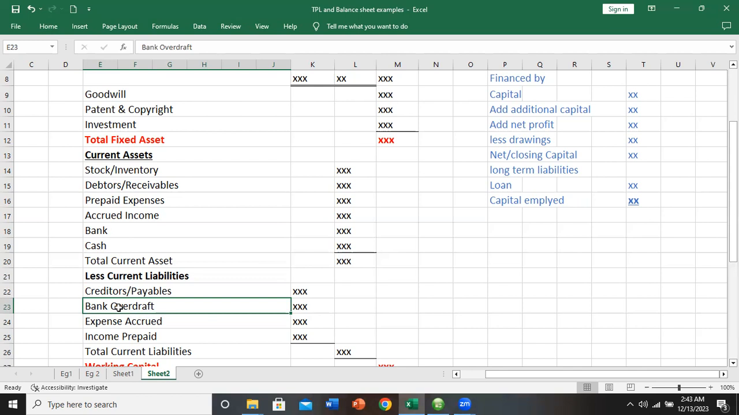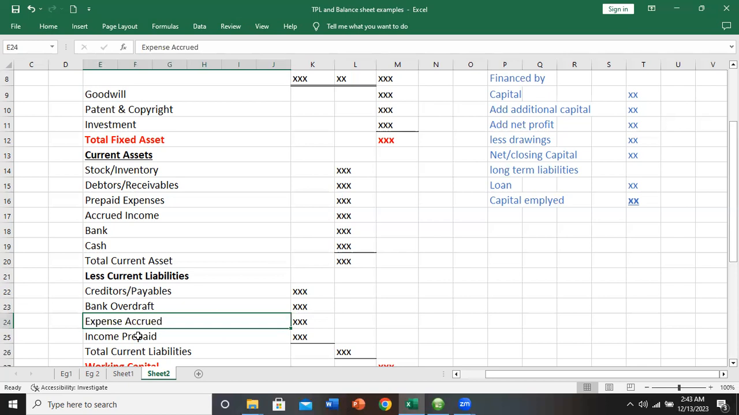And this is a type of loan a bank gives to its customers, specifically current account customers. If you have 1,000 cedis in your account, the bank can allow you to withdraw 1,500. So the difference, 500, becomes the overdraft. And that overdraft simply means that you now owe the bank. Okay, so it's a liability.